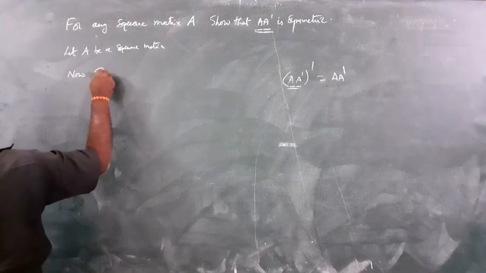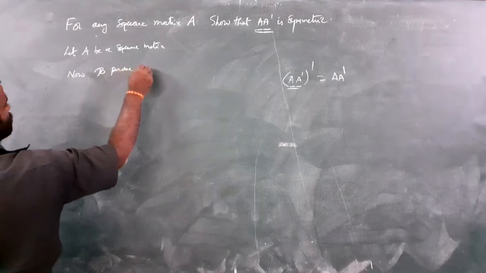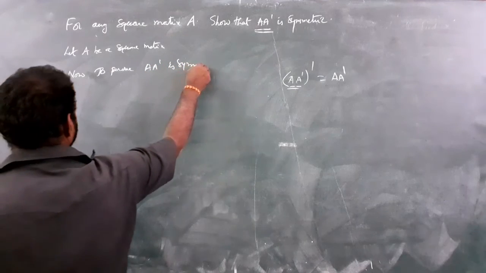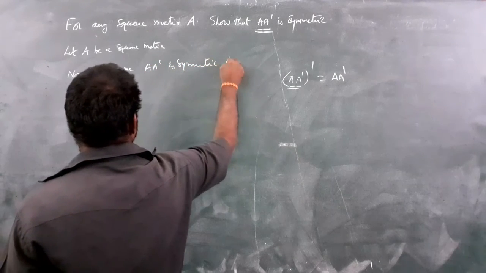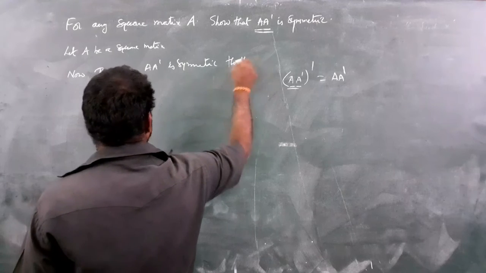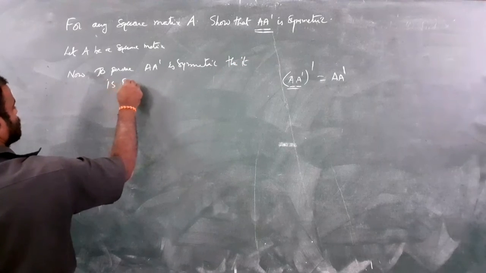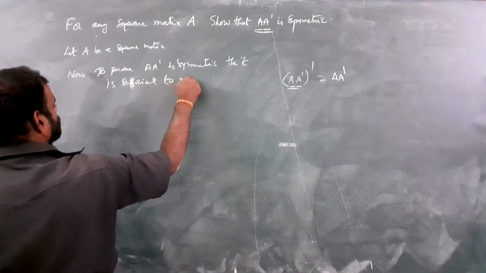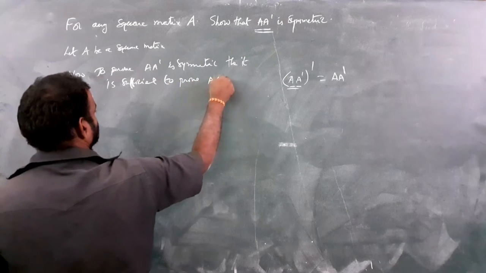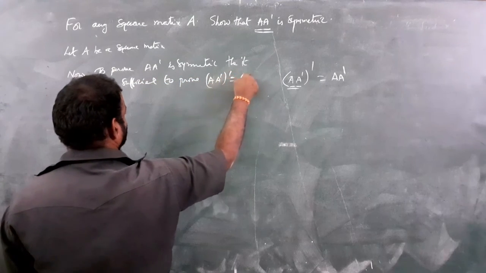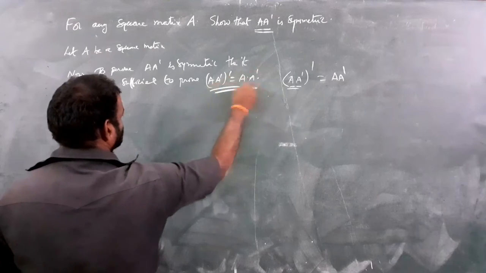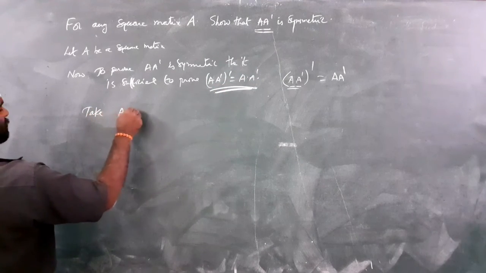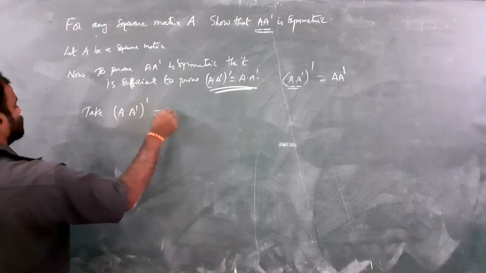Now to prove A A dash is symmetric, it is sufficient to prove (A A dash) whole dash equal to A A dash. So to prove this, take (A A dash) whole dash is equal to.